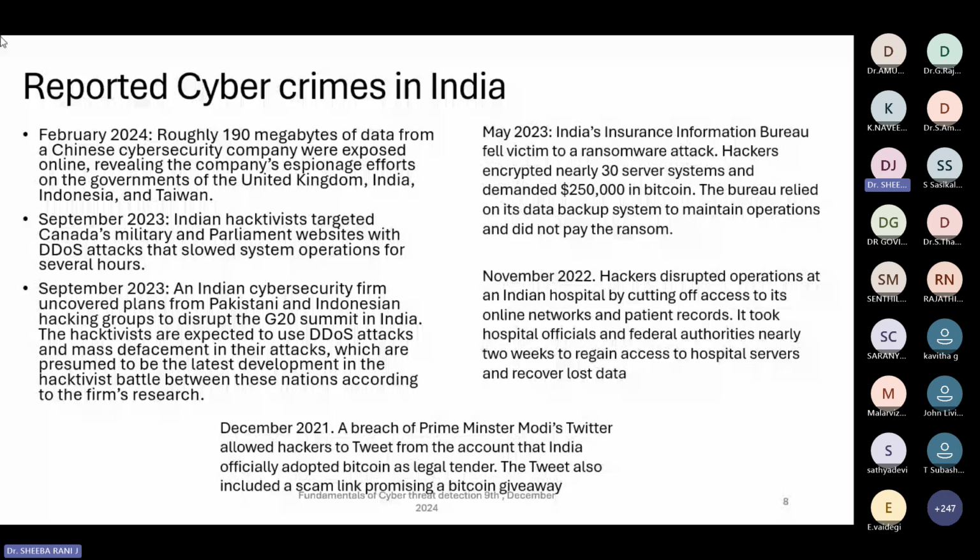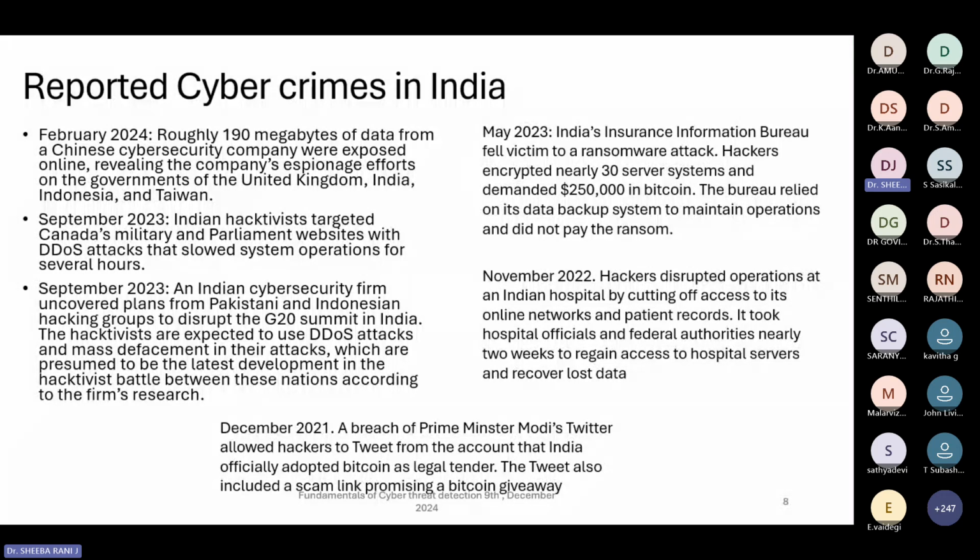Another one, in November 2022, this is a small one, cyber hackers disrupted operations at an Indian hospital by cutting off access to its online networks and patient records. See, these small things are also happening. So how a small, local system, here a local hospital, which may have many units linked through a cyber physical system, right? This is also happening, for a self motive of gaining some money, or some extortion, or some political motive or like that.